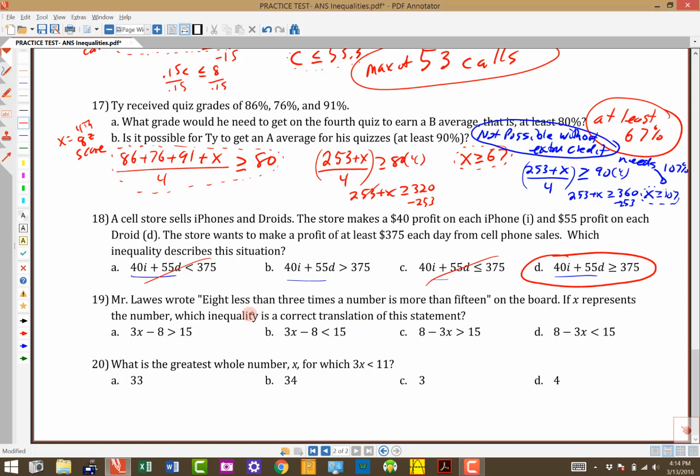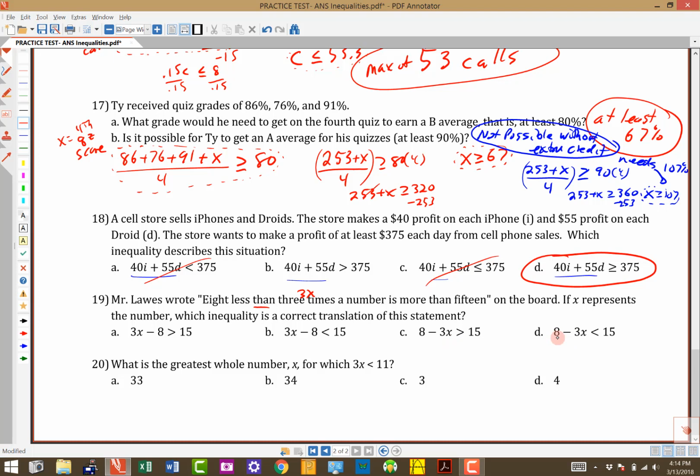Remember, when we use the word than, when we say less than in this instance, it means we're going to be subtracting. So what we want to do first is make sure that we're doing 8 less than 3 times a number. Well, the way we write 3 times a number is 3x, or we could do 3n. And then we know we're going to be subtracting, but you've got to be really careful. Notice that the answer choices here are 3x minus 8, here and here, and then 8 minus 3x on the other two.